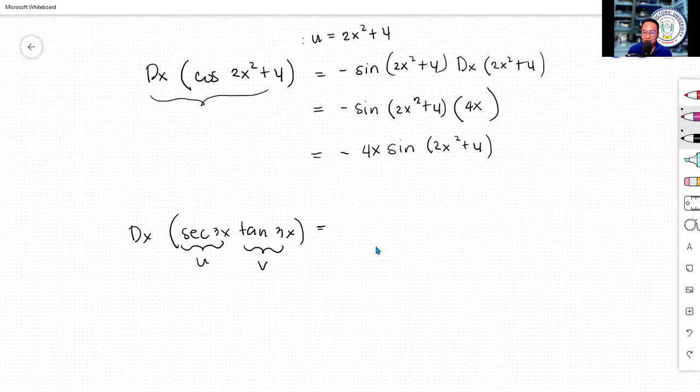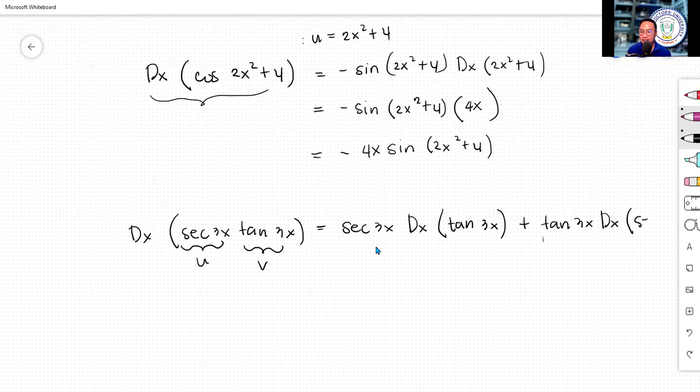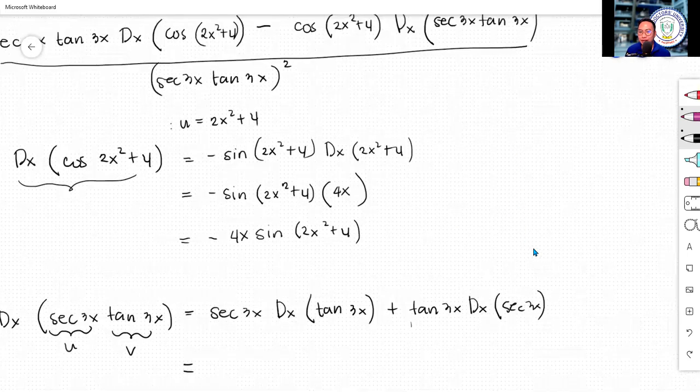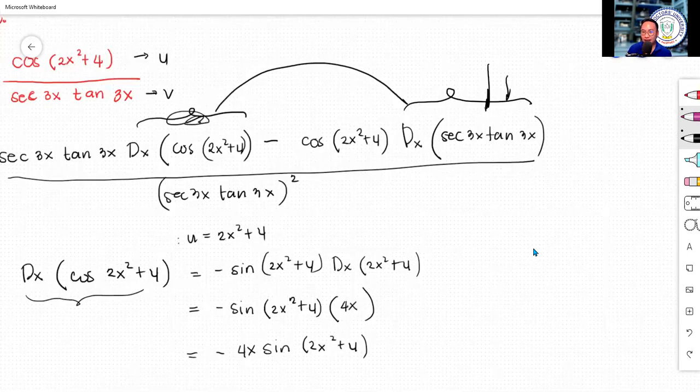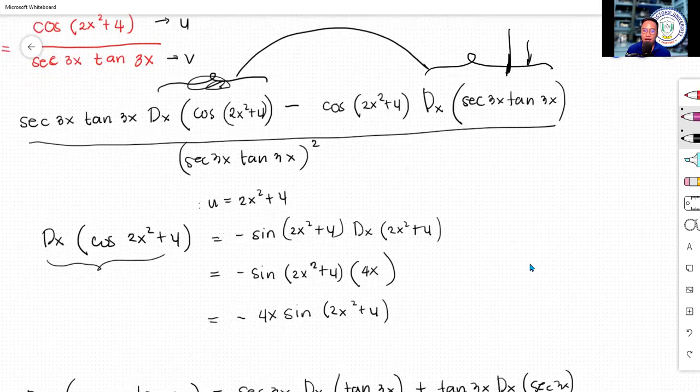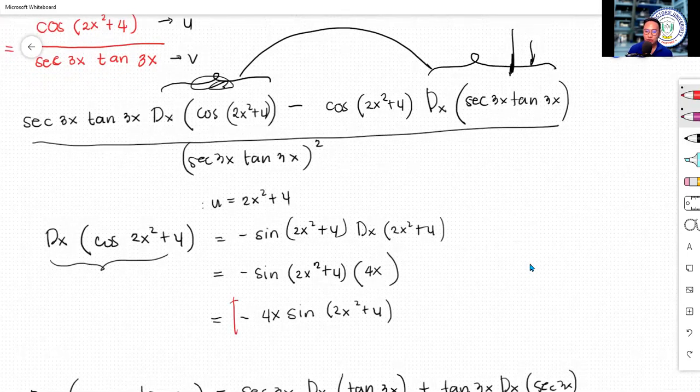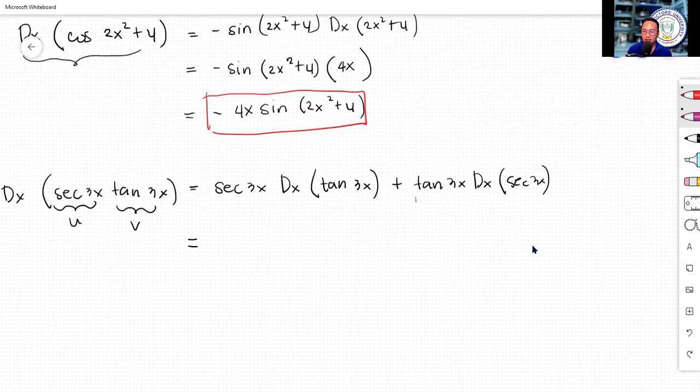So what happens is secant 3x times the derivative of tan 3x. This time it's plus, because it's the product rule: tan 3x times the derivative of secant 3x. Go, solve for your answer. Then we'll put it here, replacing what is in the actual given. So I'm going to box this. It will be used to replace this whole term here, and I'm going to get your answer for this one using this one here. Go.